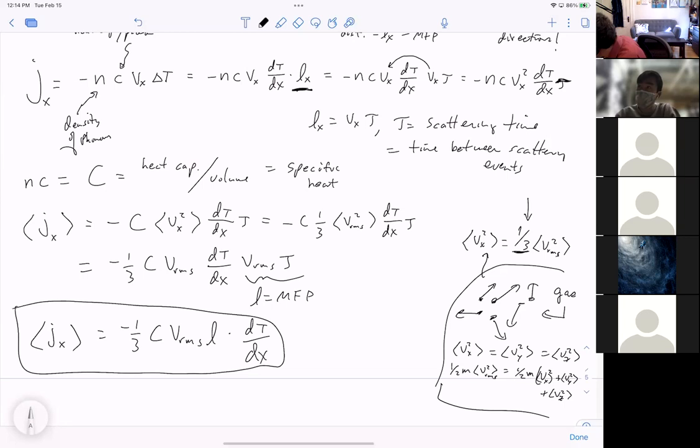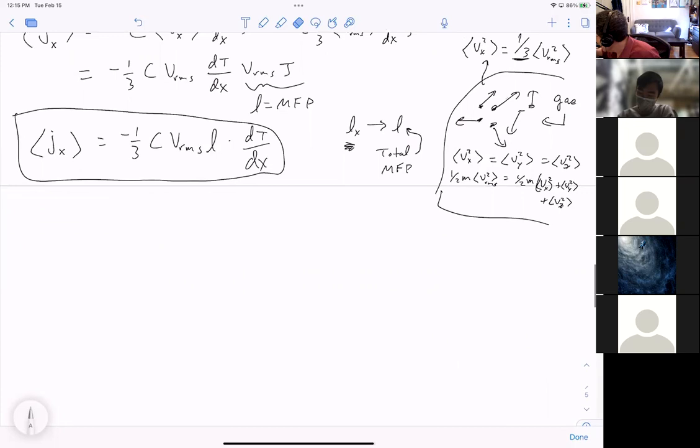I just did a bunch of work because before, I did the derivation in terms of Lx, the x component of the mean free path, because I was talking about that one direction, but now I've turned it into L, the total mean free path, by doing this little trick with the 1/3. Okay, so then we have our result.